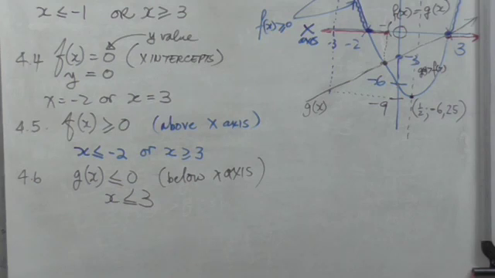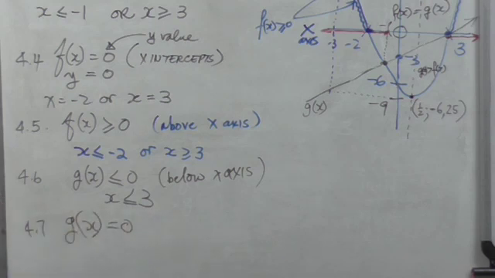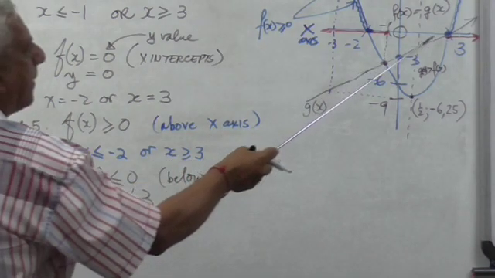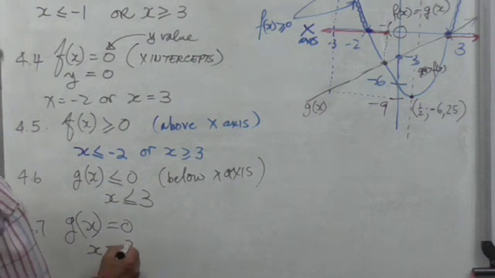Okay, and let's just do one more. 4.7. G of x is equal to 0. So this question is like 4.4. Equal to 0 means x-intercept. So this is a straight line. So they want the x-intercept here for the straight line. And the x-intercept for the straight line is 3. So the answer is x is equal to 3.